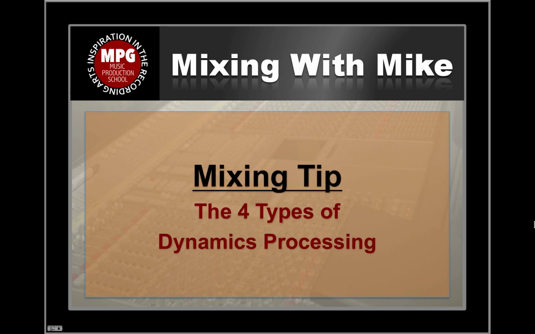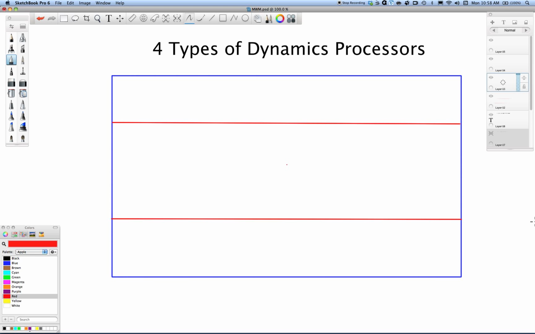Here's a Mixing with Mike tip on the 4 different types of dynamics processing. Now, when working with dynamics processors, you can basically break them down into 4, maybe 5 types. And essentially, the way that we hear about dynamics processors is we hear about compressors and limiters or expanders and gates. And really, those are variations of the same basic function. So this is more fundamental to that.